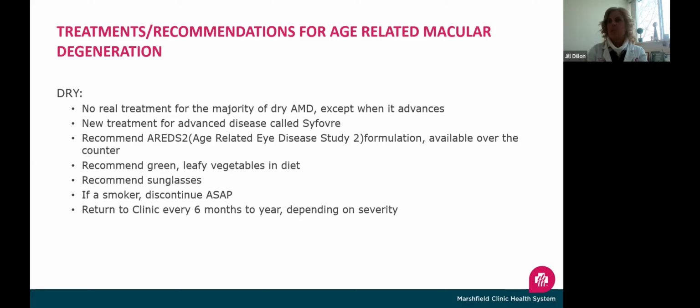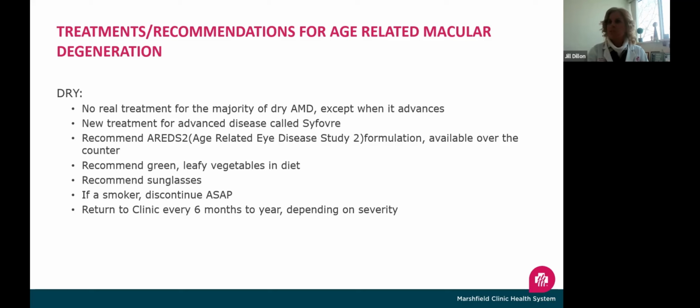And the first one is what's called AREDS 2. Now, some of you may know this as Preservision. So your doctor may have said, hey, go ahead and take Preservision. That's just a brand name of AREDS 2. So what is AREDS 2? Well, that is a formulation made up of vitamins and antioxidants that we know help slow down the progress of macular degeneration or help delay the onset of the wet type of macular degeneration. So AREDS 2 stands for Age-Related Eye Disease Study 2, and that is because they did it for a second time. They came up with a new formulation. That study resulted in this formulation that's available over the counter. So we recommend that a lot to our macular degeneration patients.